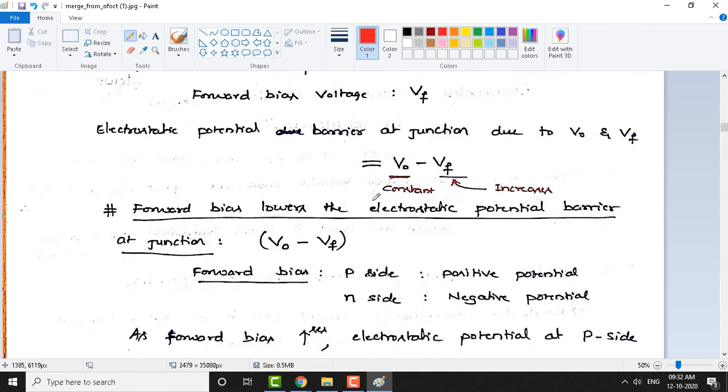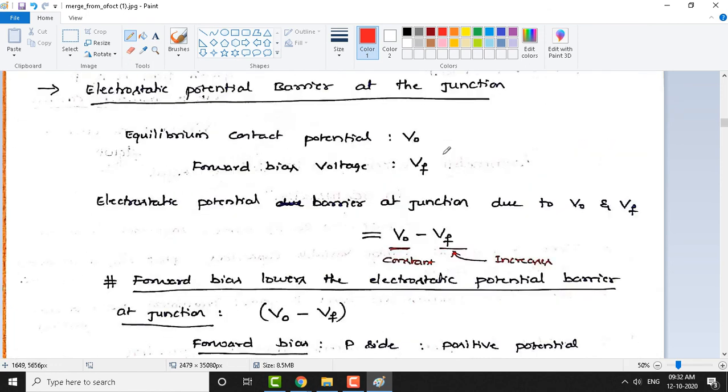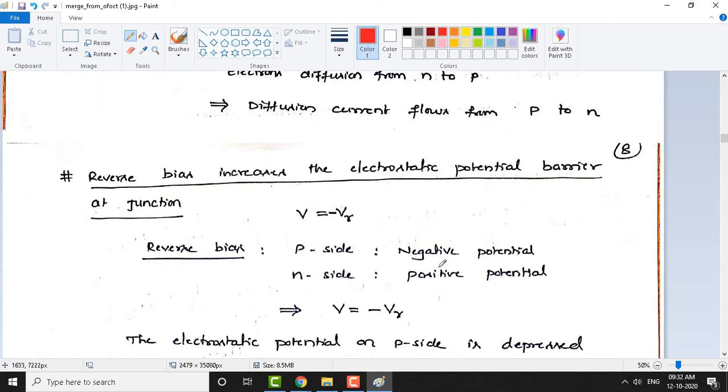We'll see how, when forward bias is applied, the potential barrier gets reduced, and that allows the diffusion of charge carriers. Those aspects we will discuss in the coming class.